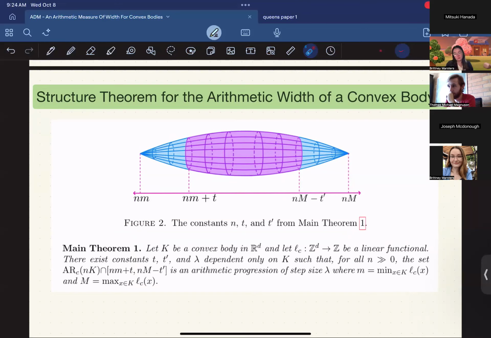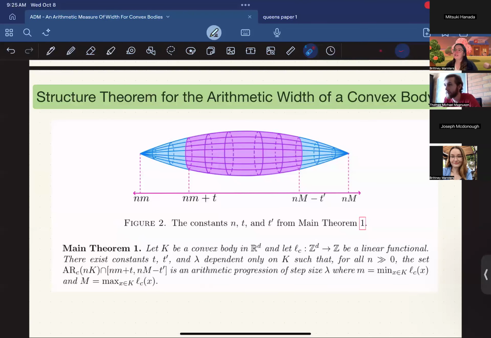And so we arrive at our first main theorem. I'm going to call this the structure theorem for the arithmetic width of a convex body. There are a lot of words here, but let me walk you through intuitively what is happening. What this is saying is that when you fix your favorite integer linear functional, the arithmetic width range that you get in that direction is going to form an almost arithmetic progression.